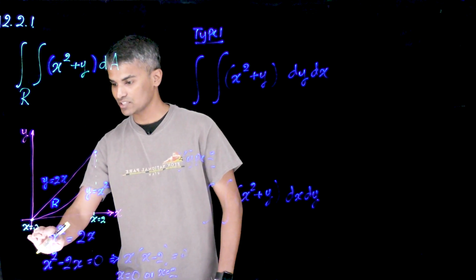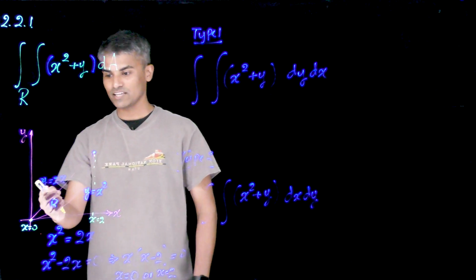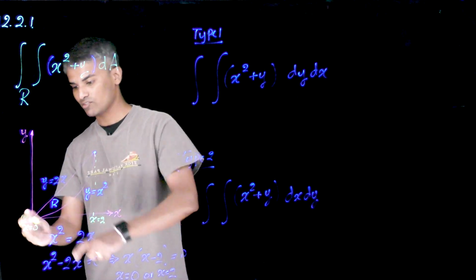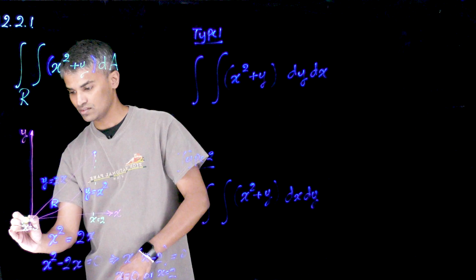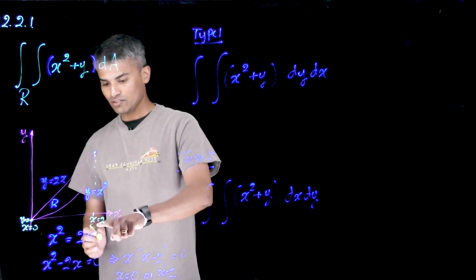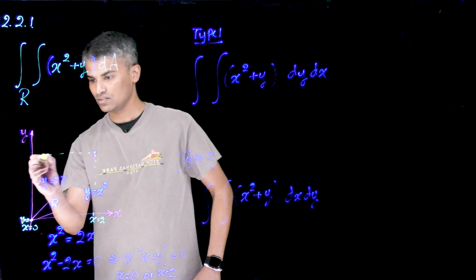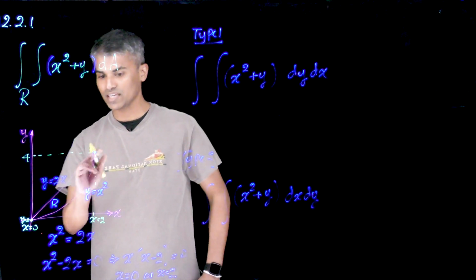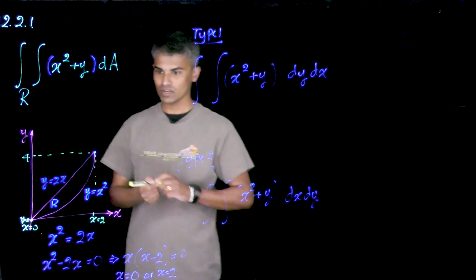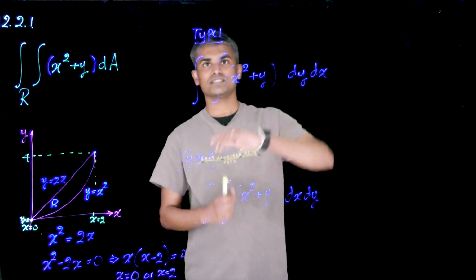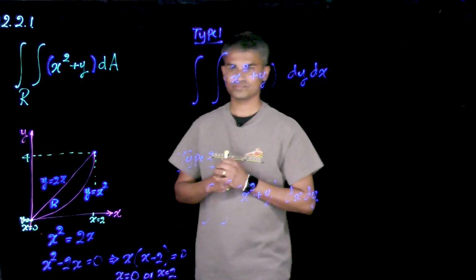Now we can find the corresponding y coordinates. When x equals 0, pick any equation. I am going to pick this one. If x equals 0, y equals 0. If x equals 2, y equals 4. So this y coordinate is 4. Now, let us go back to this type 1 double integral.